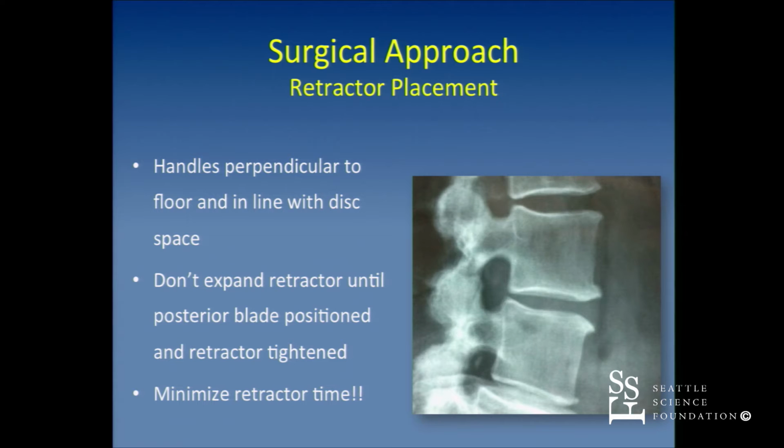So the next step here, handles should be perpendicular to the floor and in line with the disc space. This allows the X-ray tech to get a sense of where they need to be to have that perfect AP. And then the other mistake I'll see people make sometimes is once you place your dilators and then the retractor and remove the dilators, they'll expand the retractor, and it's much more difficult to move a dilator this big through muscle and the nerves than it is something this big. So you don't want to expand the retractor until you have the retractor posteriorly translated to the exact position that you want it.